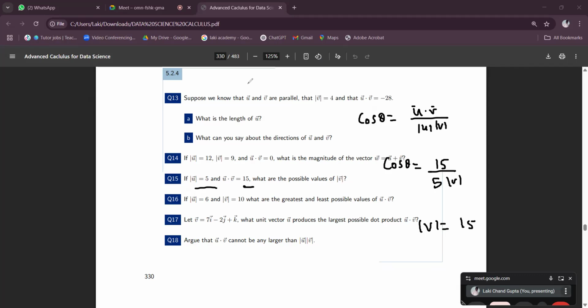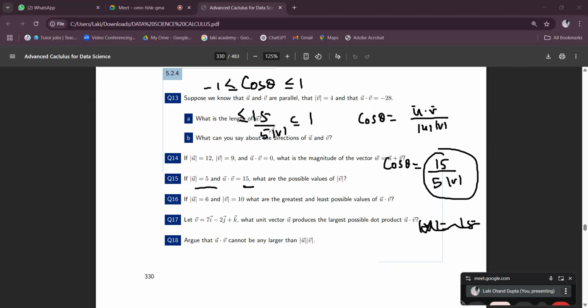You know, the value of cos theta always lies from -1 to +1, right? We don't have any information about cosine here, right? So the value of cos theta lies from -1 to +1. It means that this is the value of cos theta. Oh, the possible values. Okay, so you give a range here.